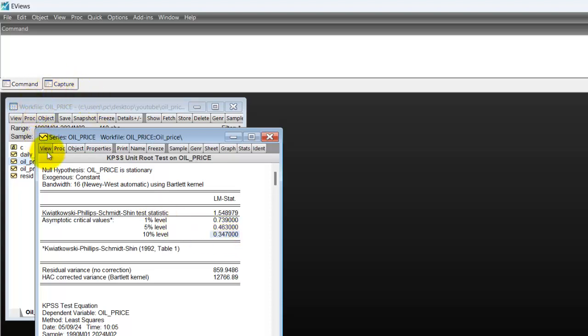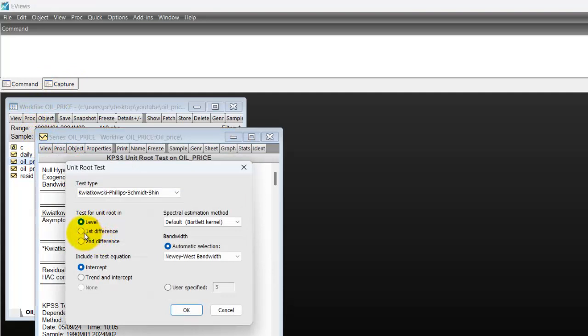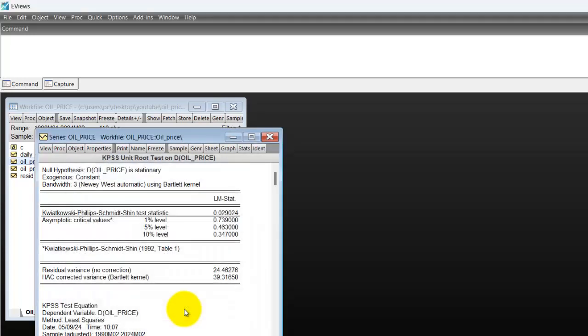Now, let us check for first difference. What you just need to do is, under the first panel, take it back to first difference, then you check the results. Now, look at it again. Is the KPSS test statistic value greater or less than the critical values? If you look at it, you will notice that it is less than the three critical values. So this suggests that oil price is stationary.